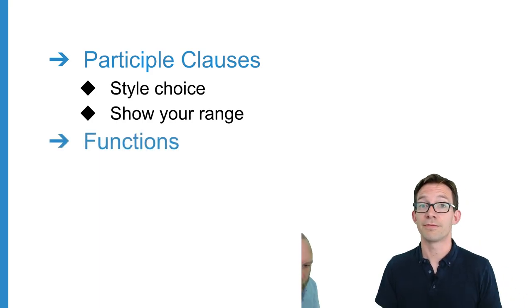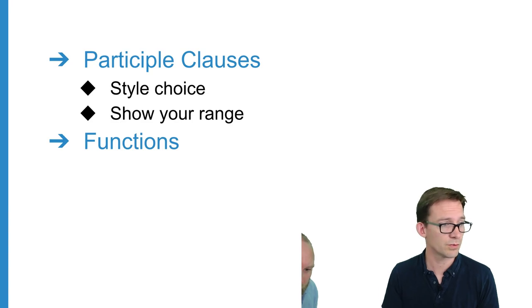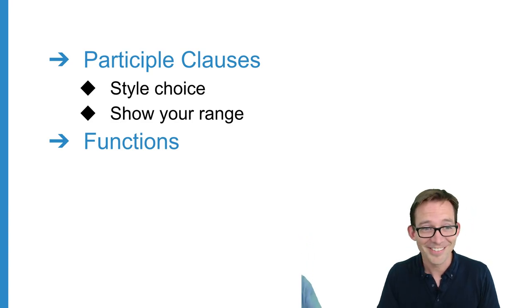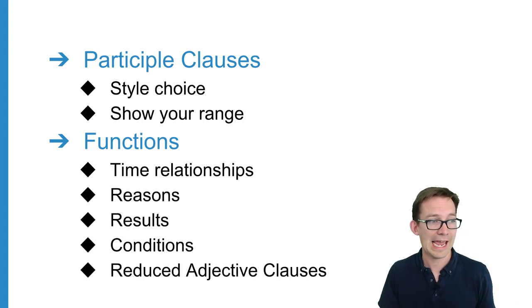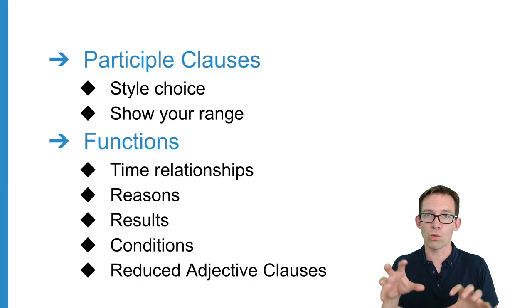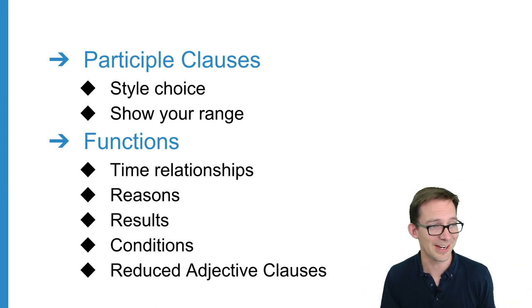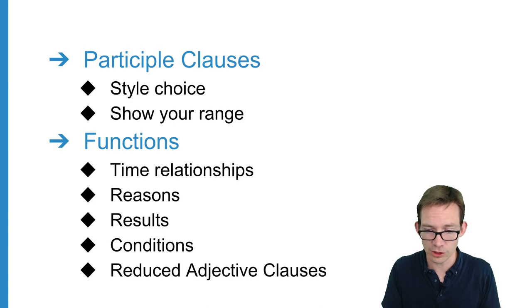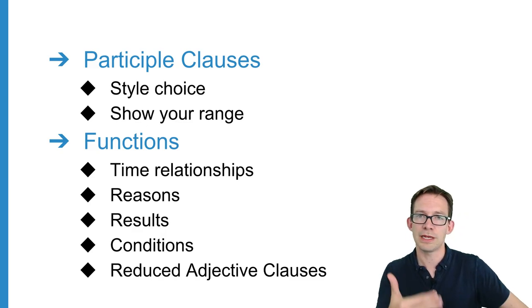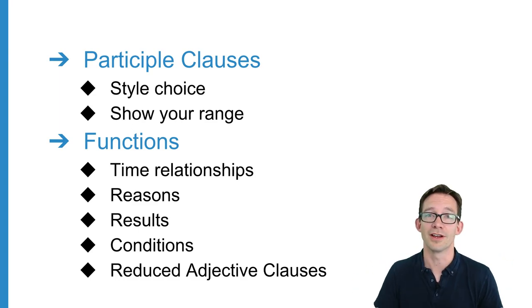So the participle clauses have different functions, different reasons to use them, different kind of meanings inside the participle clause. And this is what we're going to look at today, okay? So we're going to look at time relationships, reasons, results, conditions, and reduced adjective clauses. So different ways of using participle clauses to show how fancy you can be with your sentences, to, as I said, show variety and range in your sentence structure. Okay, so let's look at all of the different functions of participle clauses. I am going to explain a few things for about 10 minutes or so, and then you guys are gonna get to work. I've got lots of work for you guys to do today.